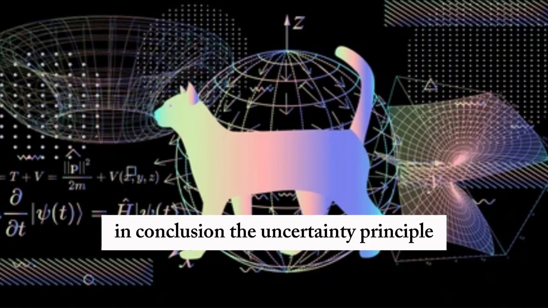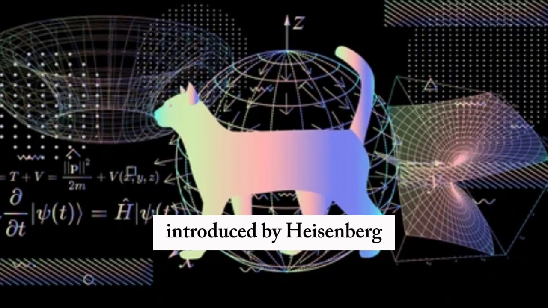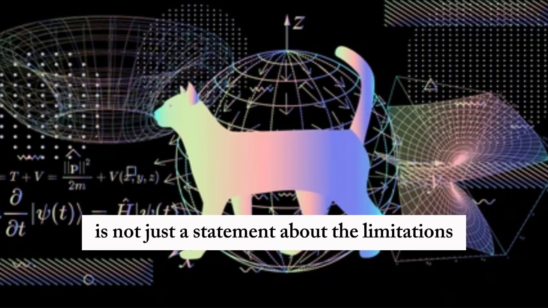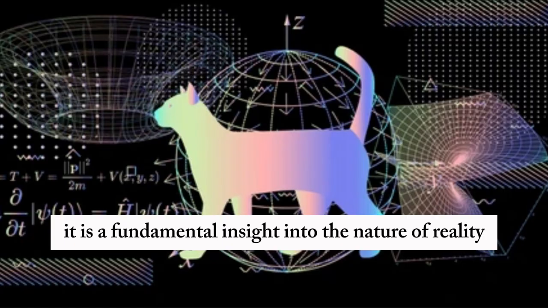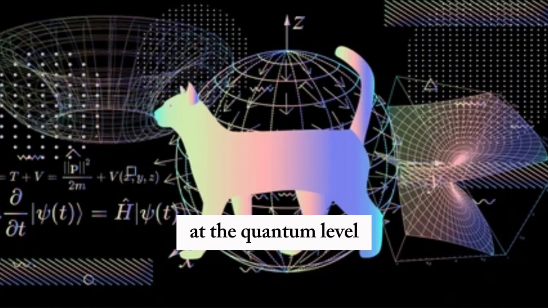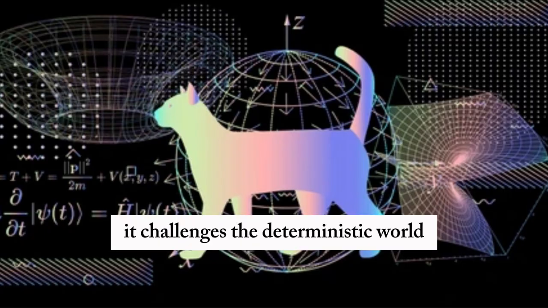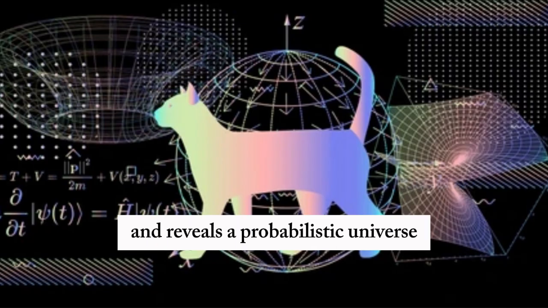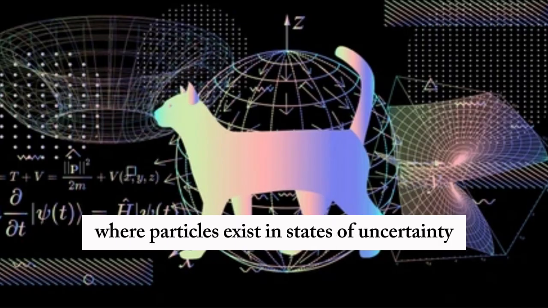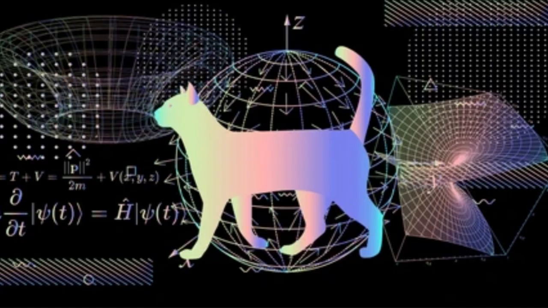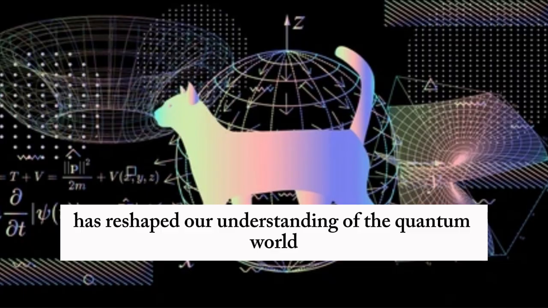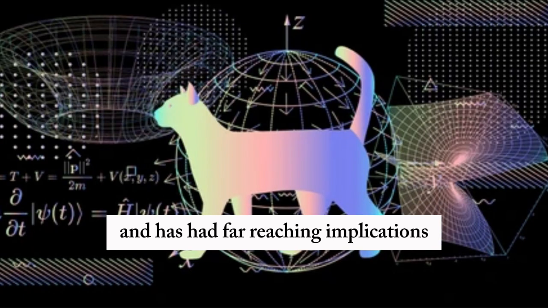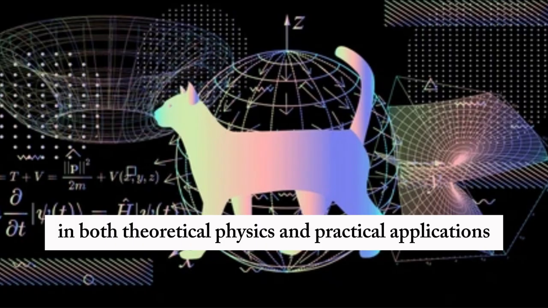In conclusion, the uncertainty principle, introduced by Heisenberg, is not just a statement about the limitations of measurement tools. It is a fundamental insight into the nature of reality at the quantum level. It challenges the deterministic worldview of classical physics and reveals a probabilistic universe where particles exist in states of uncertainty until they are measured. This insight has reshaped our understanding of the quantum world and has had far-reaching implications in both theoretical physics and practical applications.